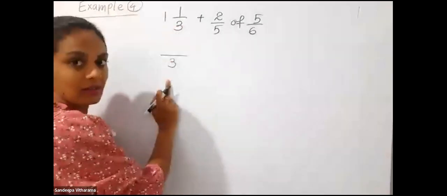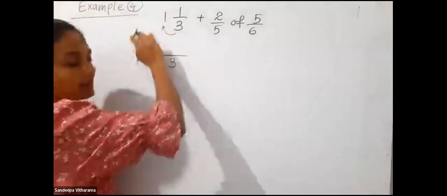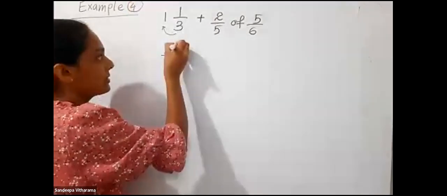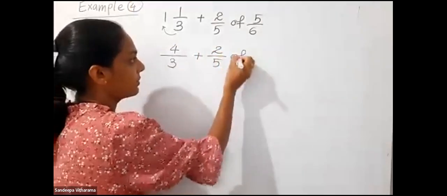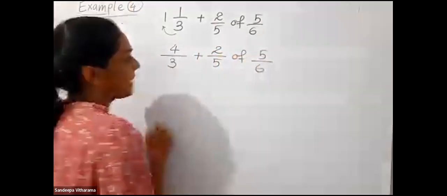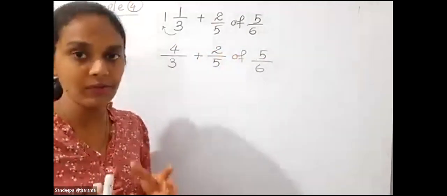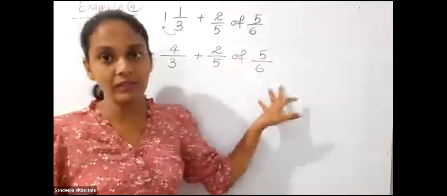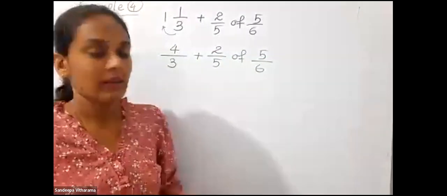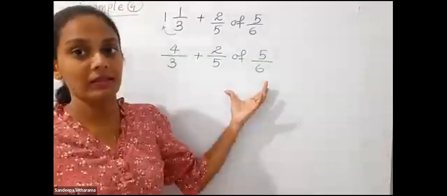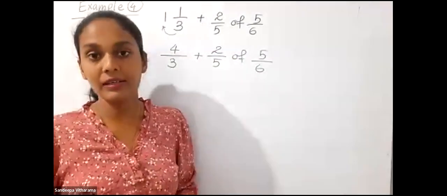We write the denominator of the proper fraction, then multiply 3 into 1. It is 3 and you have to add 1. It is 4. Add 2/5 of 5/6. And now, after that, you can apply the BODMAS rule. Now, if one of you does the addition first and then applies the 'of' term, you will get a different answer. And if another one does the 'of' term first and the addition next, she will get a different answer.